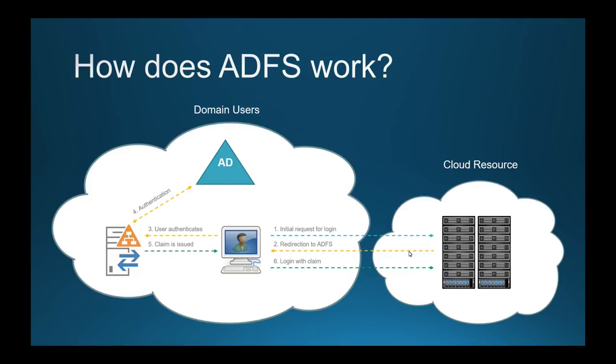We are not passing the username and the password of the user to the cloud resource. You have already agreed with the cloud resource provider which types of attributes will be included in the claim. It could be last name, it could be first name, it could be username, it could be email address, could be any number of things. It could be all of those things.